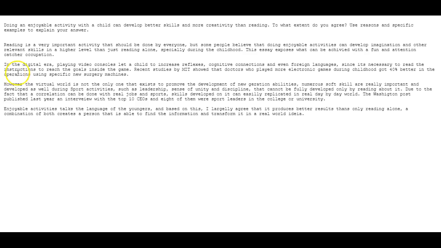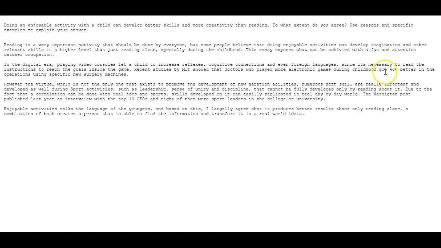Oh, and there were a couple of other things. I want to talk a little bit about the grammar. You don't increase reflexes, okay? You could say that you improve reflexes. That would be okay. All right? And then we don't use contractions. That's what I'm looking for. Sorry. We don't use contractions, so it should just be, it is necessary. We write the words fully out in IELTS, okay? Never just a shortened version. It is necessary to read the instructions to reach the goals inside the game.